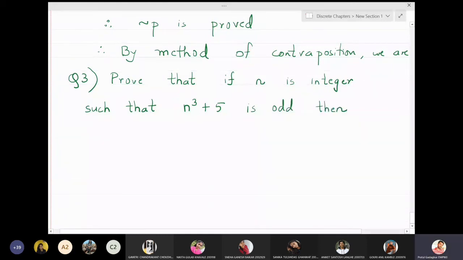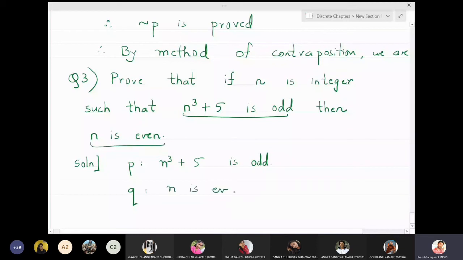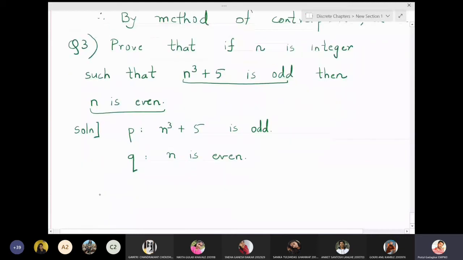n is even. Now, remember here that this problem is not easy. So what is the statement P? P is that n cube plus 5 is odd. This is given to you. And what is Q? Q is the statement, n is even. Then P implies Q means assume this is odd and proving n is even is not easy.